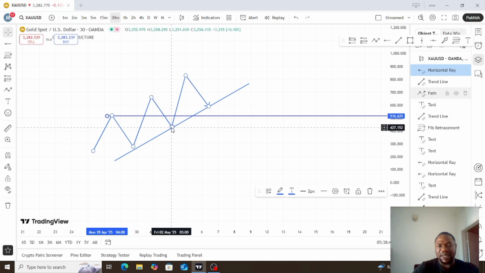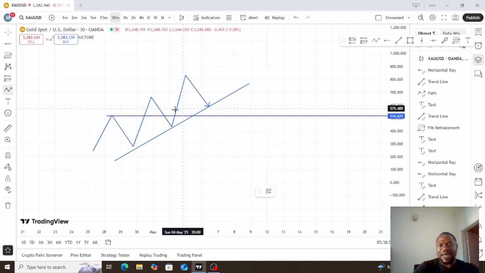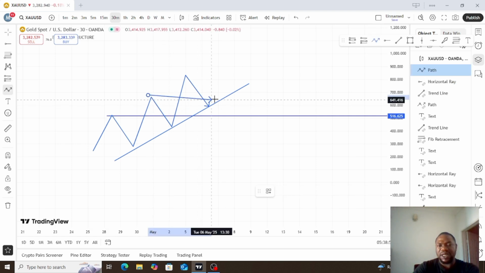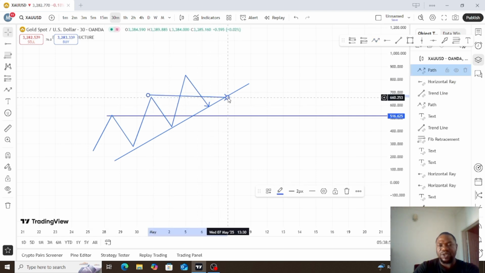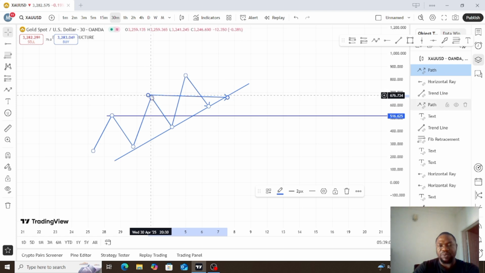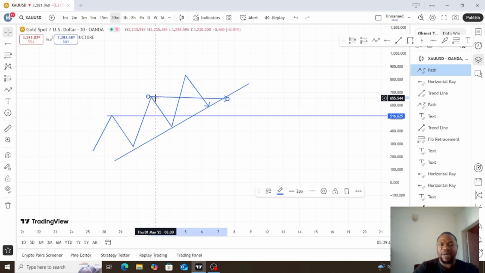Now it came down again, gave us another low, and then gave us another high that broke the previous structure, or the previous high that was formed. Until you have this in the market, you can never say that the market is in an uptrend. So you see, this one has also been broken. The previous high that was formed has been broken. So this is what we call break of structure.